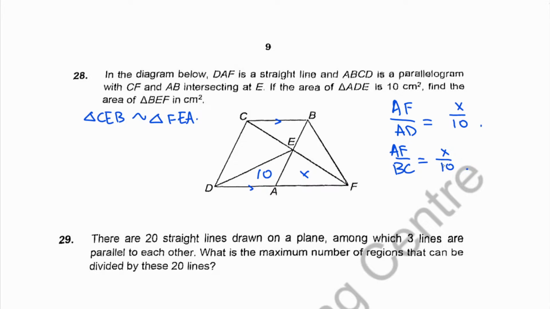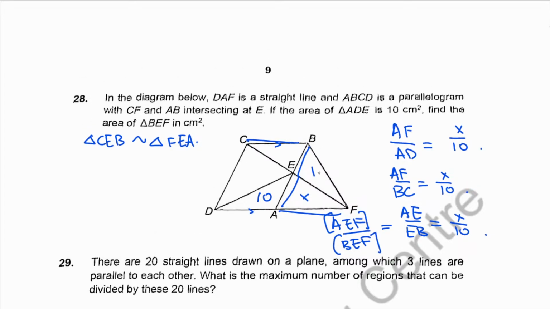So this means that AE over EB is equal to X over 10, right? Because by similar triangles, the ratios will be equal. AE over EB is the same ratio as AF over BC. But you know that AEF is 10, so this is equal to the area of AEF over the area of BEF. So this is equal to 10. Okay, so that will be the area of BEF.